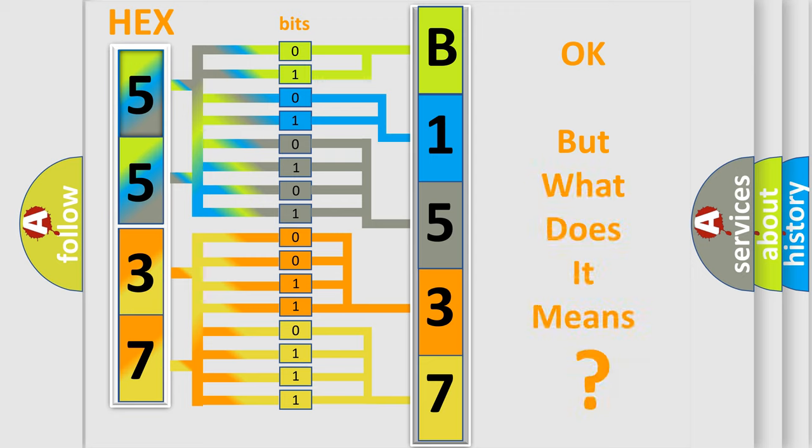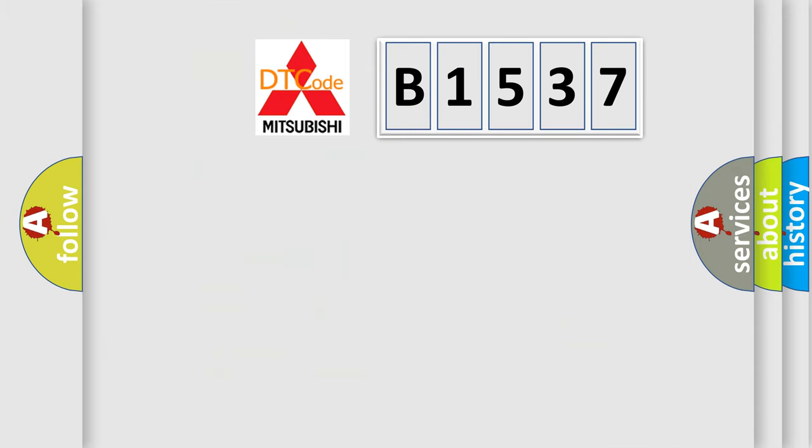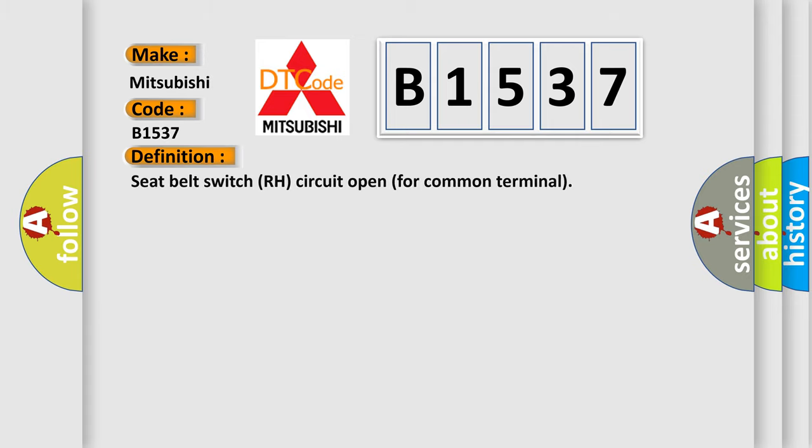The number itself does not make sense to us if we cannot assign information to what it actually expresses. So, what does the Diagnostic Trouble Code B1537 interpret specifically for Mitsubishi car manufacturers? The basic definition is seat belt switch RH circuit open for common terminal.